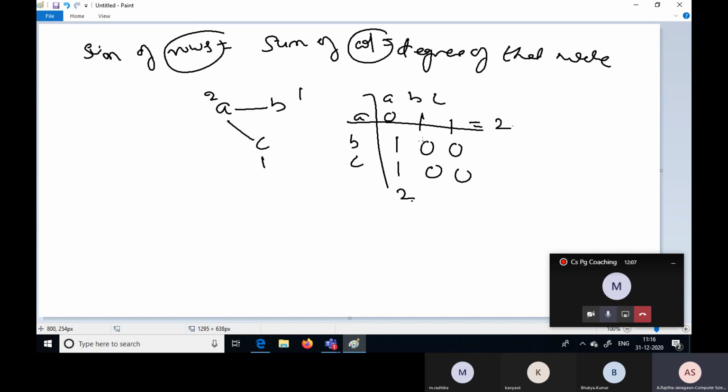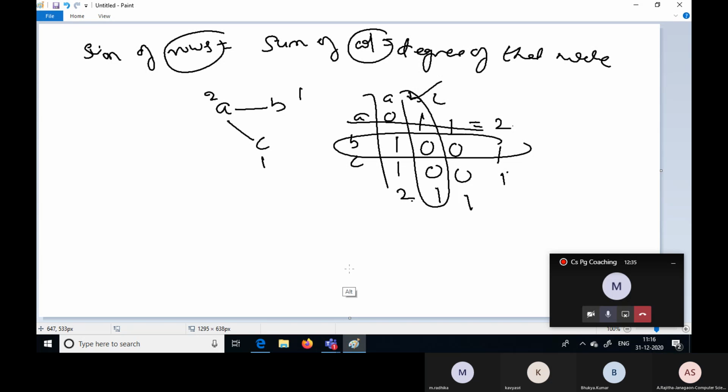And coming to B, suppose you add all these values, it gives 1 and here 1. So this is B, so sum of rows equals sum of columns. Sum of row equals sum of column equals 1. So this is the degree of that particular node. Which node? B node. And coming to C also, same. Okay, so this is the first point.